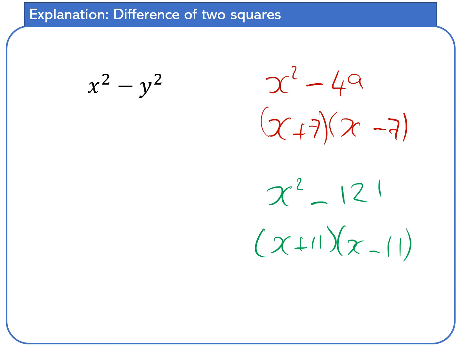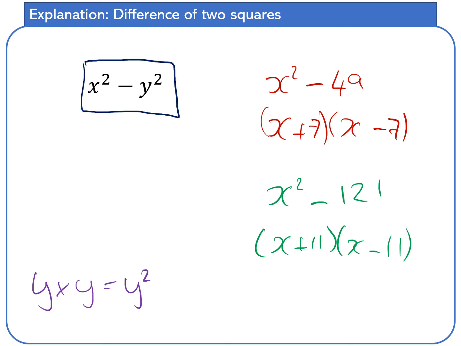This is a square number here. I'm not sure what it is, but if I take the square root of y squared, it's just y, isn't it? Think about that. Y times y is y squared. So the square root of y squared is y. So if I wanted to factorize this expression here, that would be x plus y and x minus y.